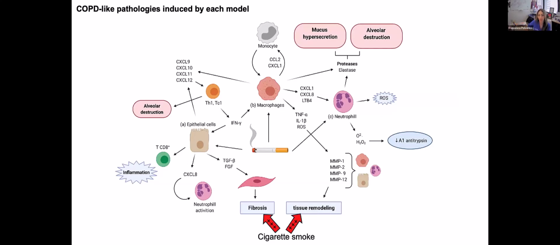The cigarette smoke causes a lot of fibrosis, a lot of tissue remodeling, a lot of adaptive and innate immune inflammation, and a lot of mucus hypersecretion and alveolar destruction. So you can tell me whatever you want, but the most complete model that resembles all the pathology that you observe in COPD is actually the cigarette smoke model that people don't want to use because it takes 6 months, but this is the most complete model.